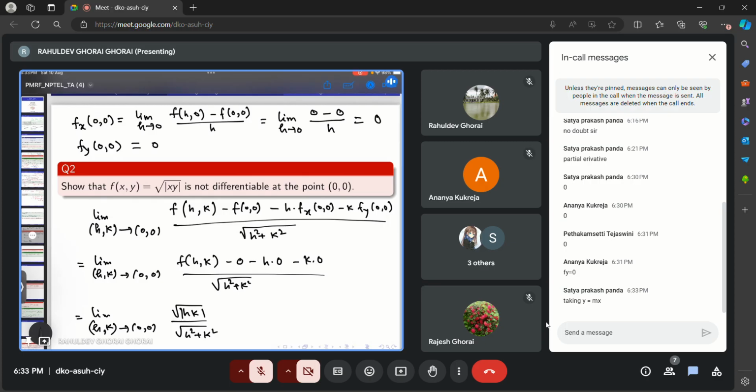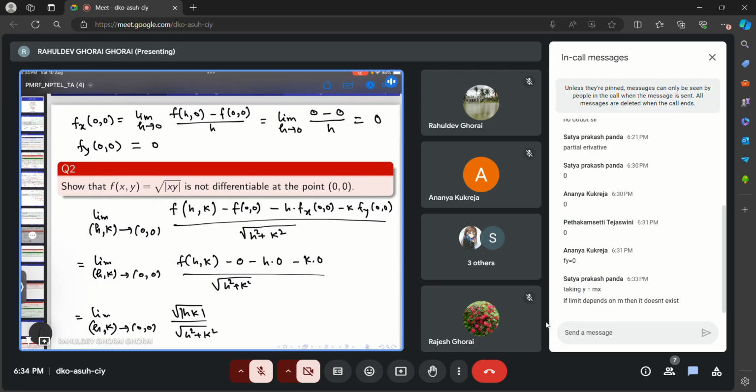Even if this limit exists, it has to be equal to 0. Please remember that also. This ratio has to be 0, not anything else. If it does not exist, then it is not differentiable. But even if it exists and is some other value, then also it is not differentiable.